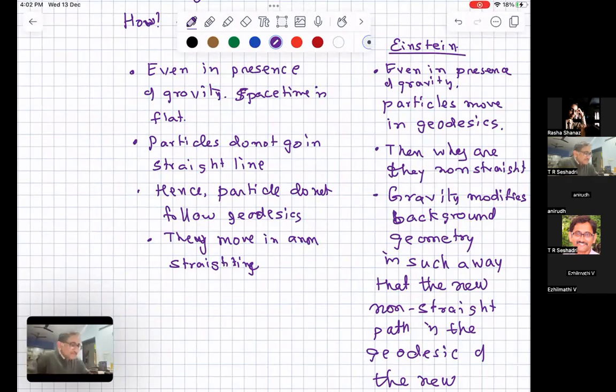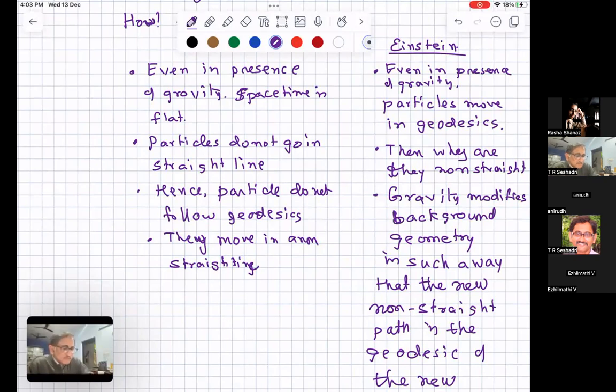It says that since all particles will follow the same trajectory under gravity, I can alternatively say that the particle is still moving in a geodesic, but the geodesic is no more straight. That is the only thing. What does it mean by a geodesic not being straight? It means that the background geometry is not flat. And that is why, in Einstein's theory, gravity curves geometry. Now, let us look at it and analyze.